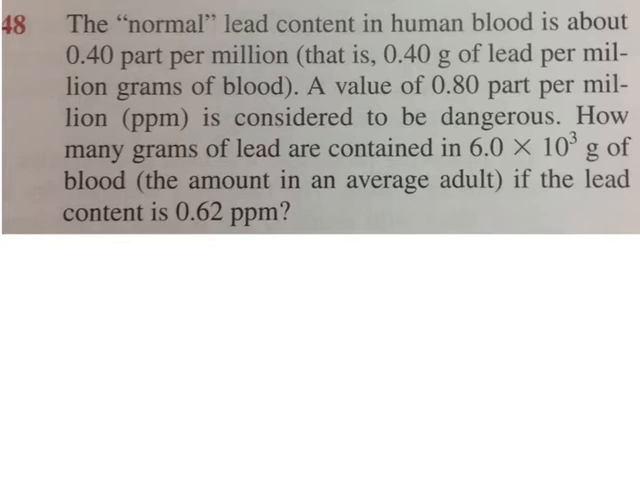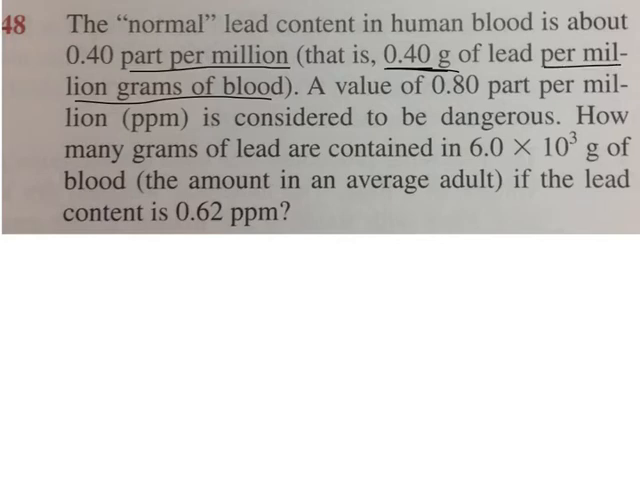And then we're finally getting to really the question. How many grams of lead are contained in 6.0 times 10 to the third grams of blood if the lead content is 0.62 ppm? Now this seems to be kind of a daunting task, but what we need to do is make sure that we pick out the important information. And the important information actually is how to get parts per million. That's one of them. So that's whatever the mass of grams per million grams of blood. So that's how we get ppms.